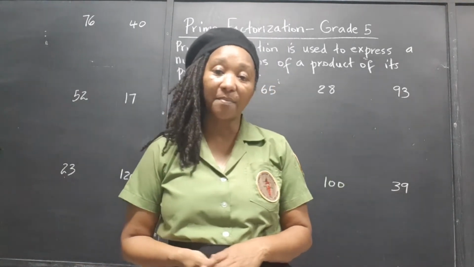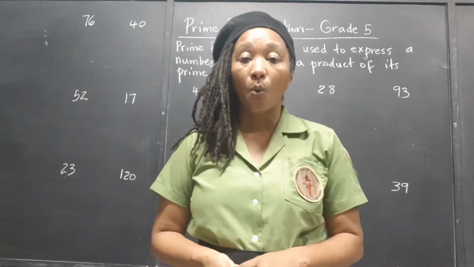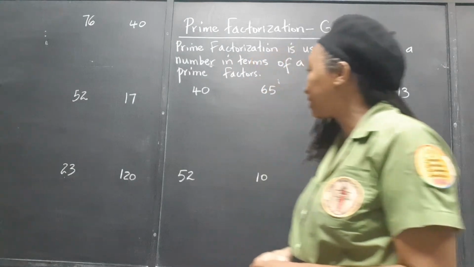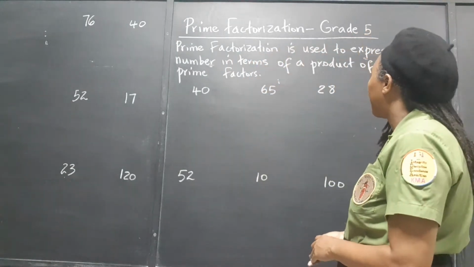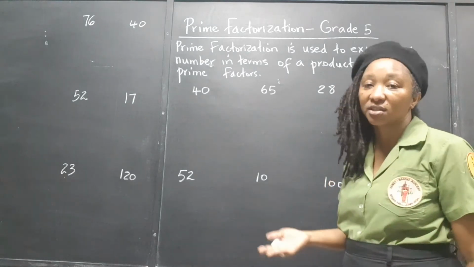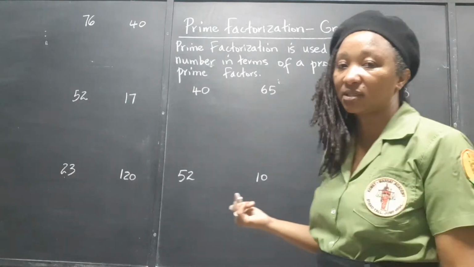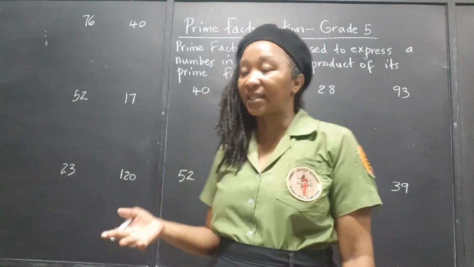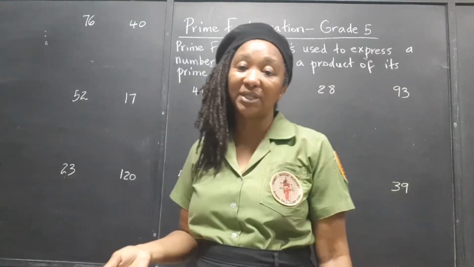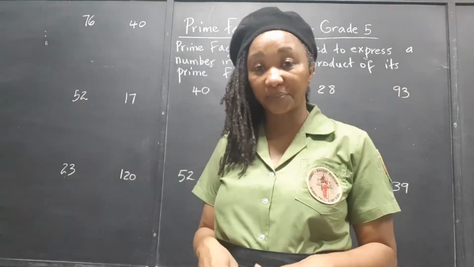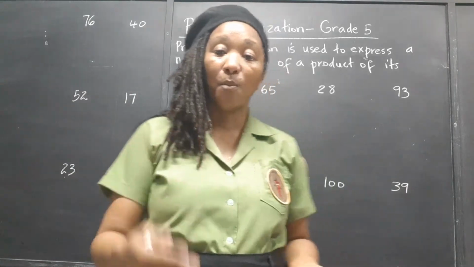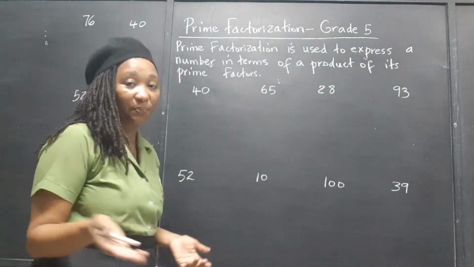We're going to learn how to do prime factorization. What is prime factorization? The definition says prime factorization is used to express a number in terms of a product of its prime factors. So we're going to write 40 as a product of the prime numbers that are contained within 40. Which prime numbers can divide into 40 and multiplying them, how do they multiply by each other?